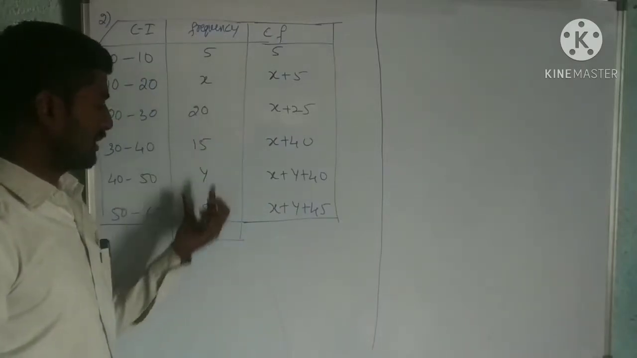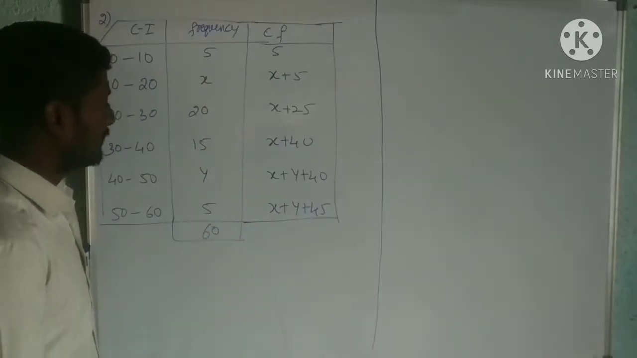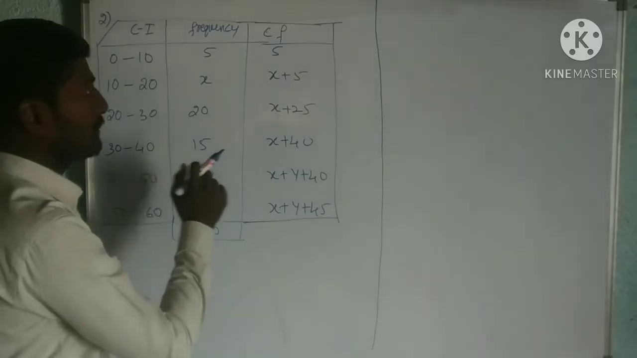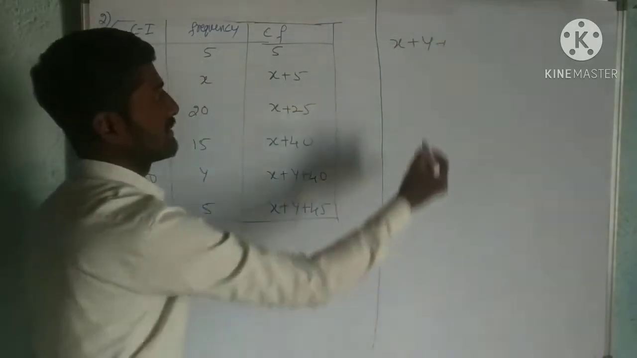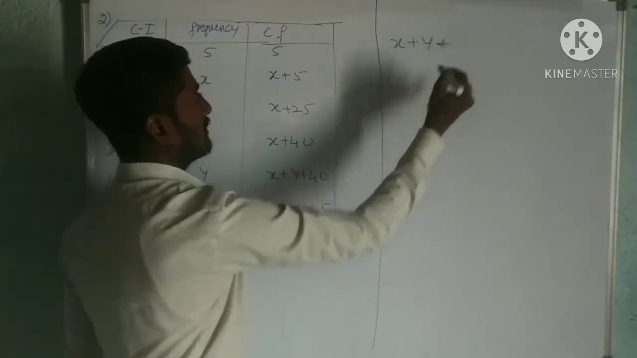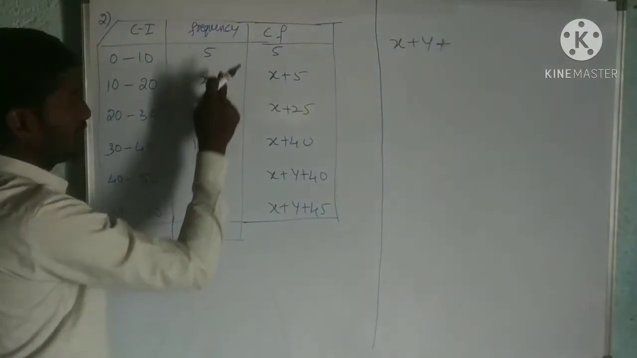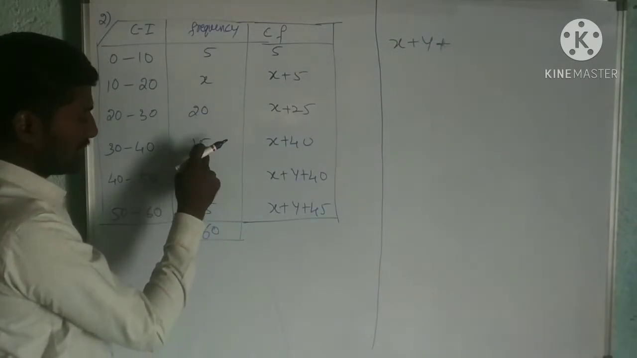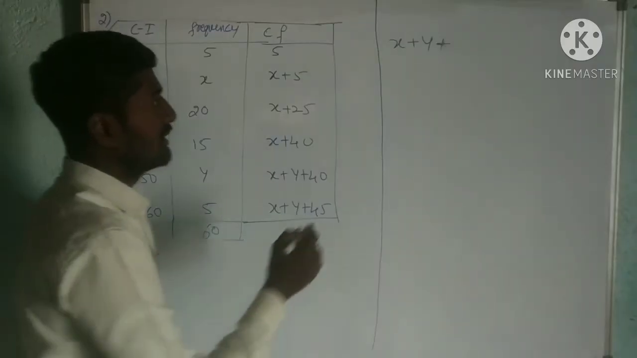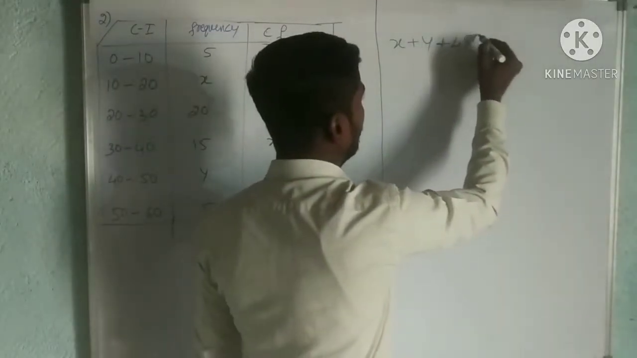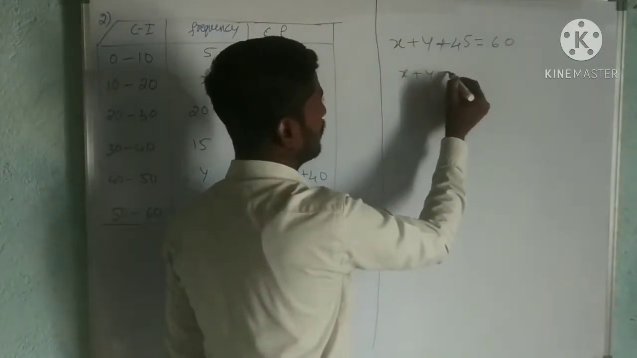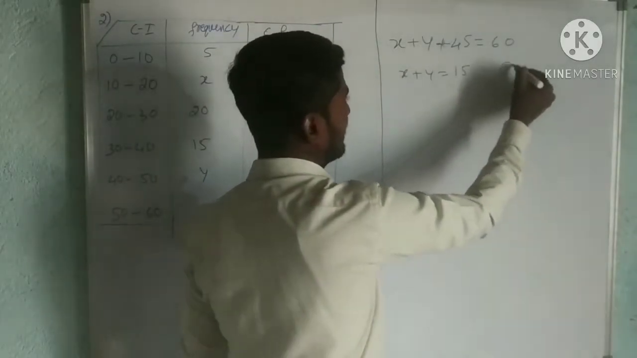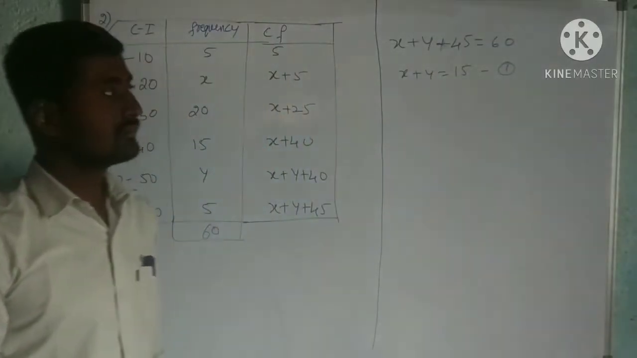Now you can take the sum of this is equal to 60. It means x plus y plus the sum of all these, 5, 25, 40, 45, that is 45, is equal to 60. Now x plus y is equal to 15. Now I'll call this equation number 1.